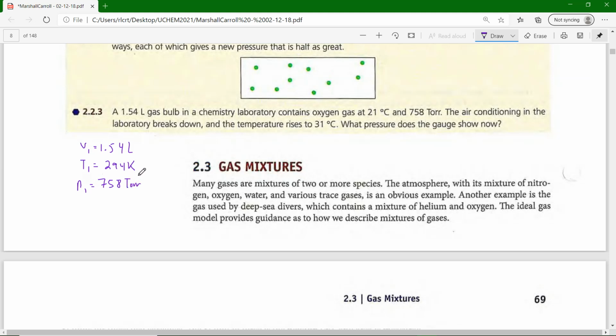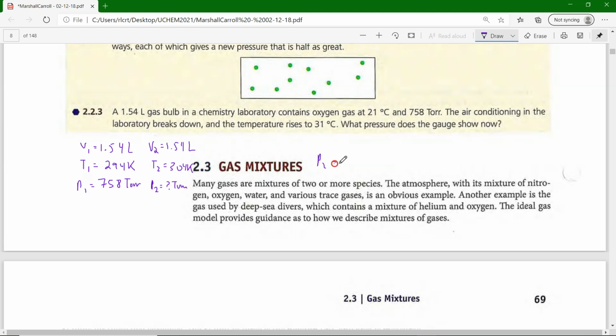The air conditioning in the laboratory breaks down. That's great. The temperature rises to 31, so T2 was 294 and now it's 304. What pressure does the gauge show now? For the bulb, I'm going to assume it's 1.54 liters. They aren't telling me whether it can expand, so to answer this question I have to assume that V2 is the same as V1. So I just need to get the pressure.